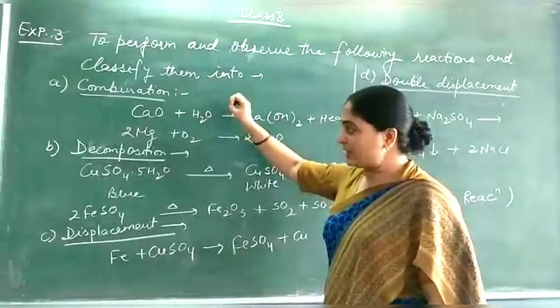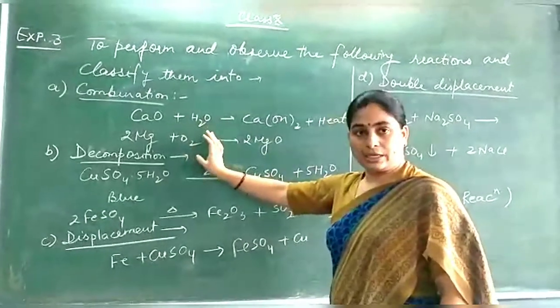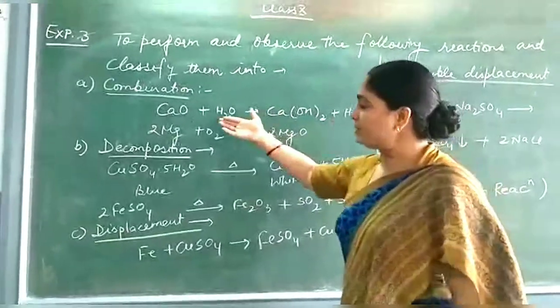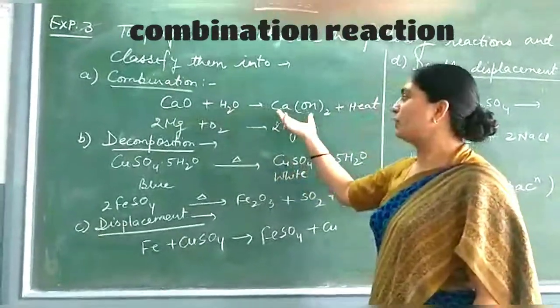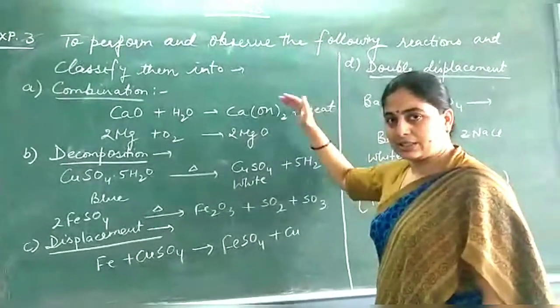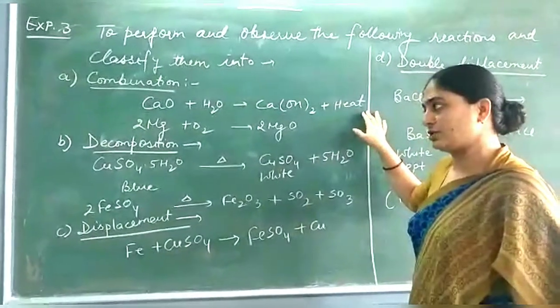So first we have this combination reaction, in which atoms or molecules combine together to form a single substance. One example is calcium oxide reacting with water to form calcium hydroxide with the liberation of heat, and thus this reaction is an exothermic reaction.